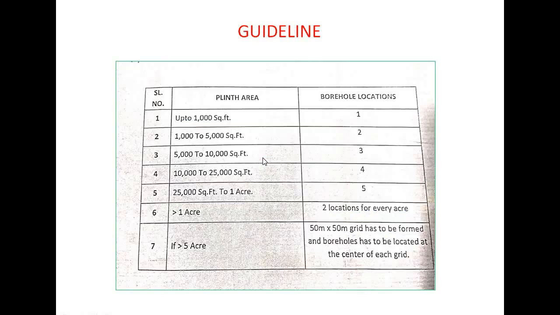Based on these guidelines, we can see that up to 1000 square feet plinth area, one borehole has to be tested. Then 1000 to 5000 square feet, 2; 5000 to 10,000, 3; 10,000 to 25,000 square feet, 4; and 25,000 to 1 acre, 5. Greater than 1 acre, 2 locations for every acre, and if it is greater than 5 acres, a 50 by 50 meter grid has to be formed, and boreholes have to be located at the center of each grid.